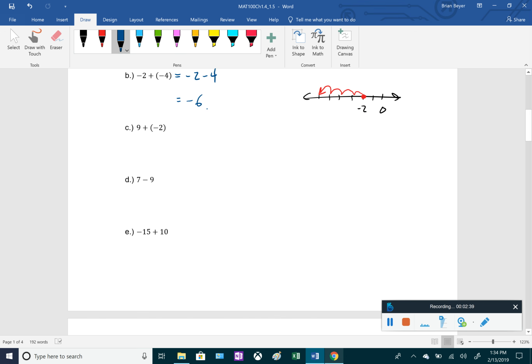Okay, so for 9 plus -2, you can think of this as 9 minus 2, whichever is easier for you. They mean the same thing. 9 minus 2 is 7.